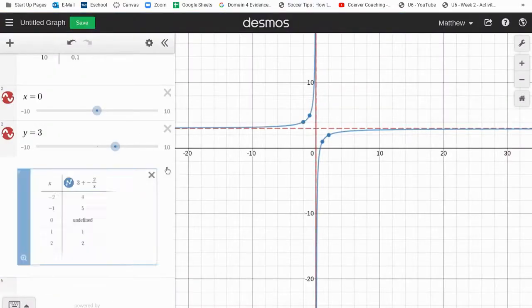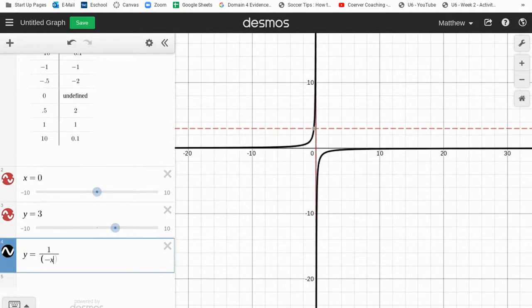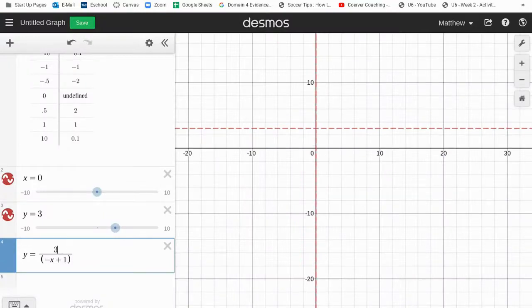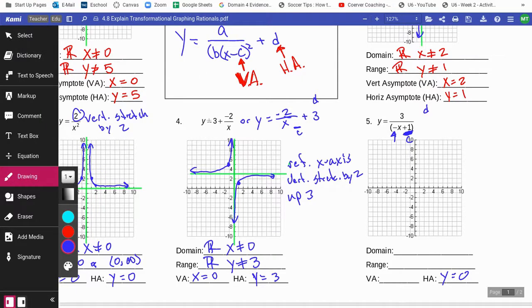If I go y equals 1 divided by negative x plus 1, sorry, it was 3 over, then that one didn't shift left. So why is that, right? Why did it not shift left when we have a plus 1? Well, it's because of this negative right here. Okay, so technically, I would have to factor out this negative before I could say, hey, this is what's going to happen, right?